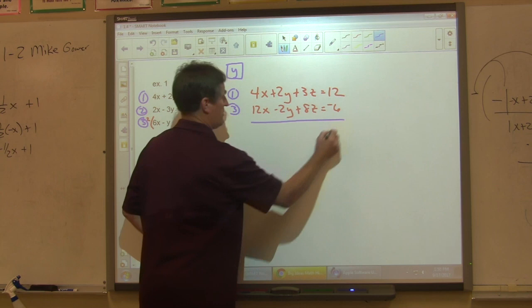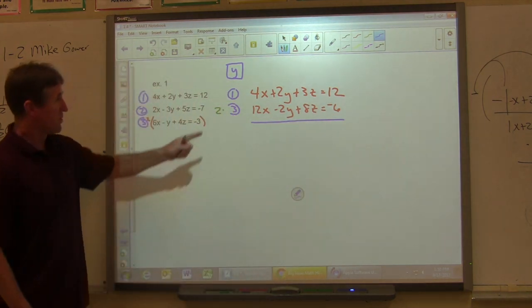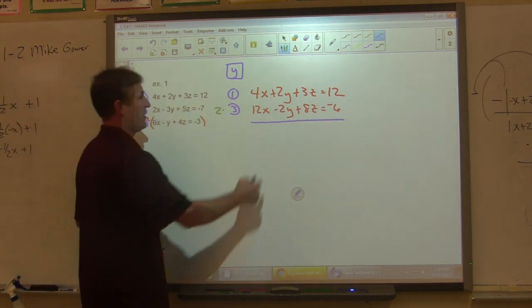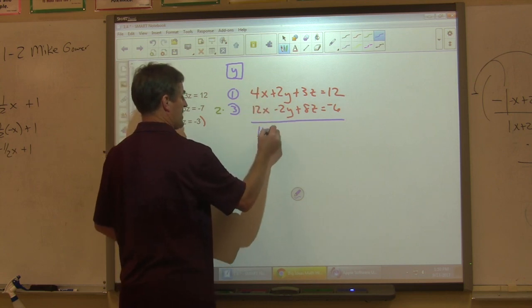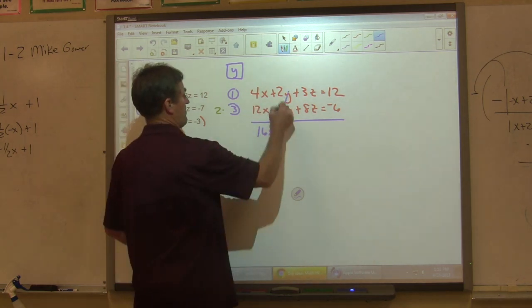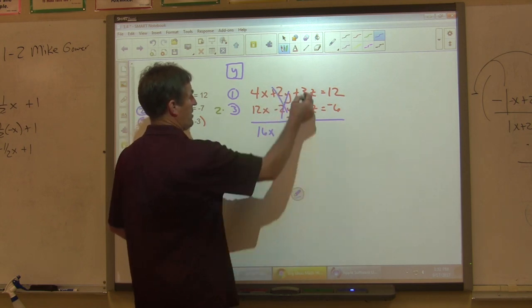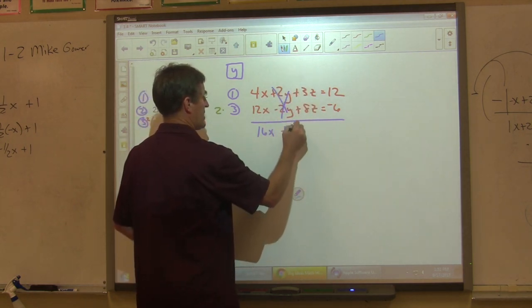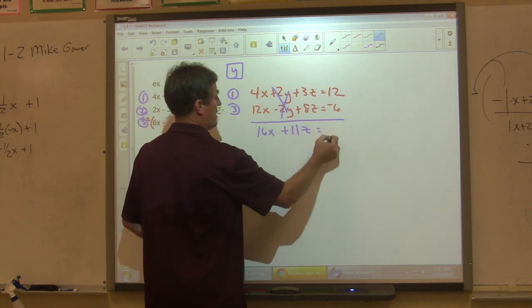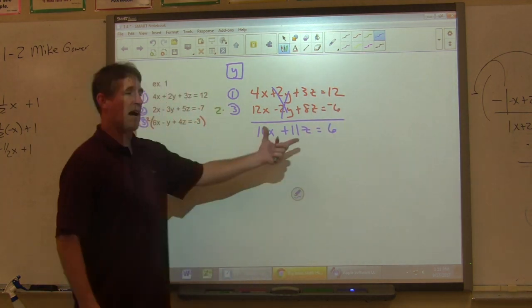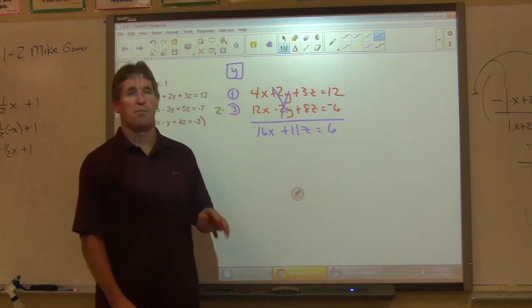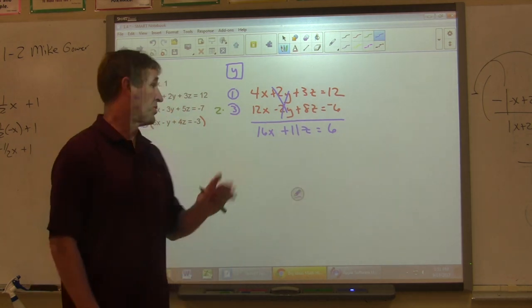So, the reason we get opposites is so when we add these two equations together, the y's disappear. So 4x plus 12x is 16x. The y's cancel. 3y plus 8z is 11z. And 12 plus a negative 6 is 6. So now I've got one equation with 2 variables, but I need 2 equations with 2 variables.